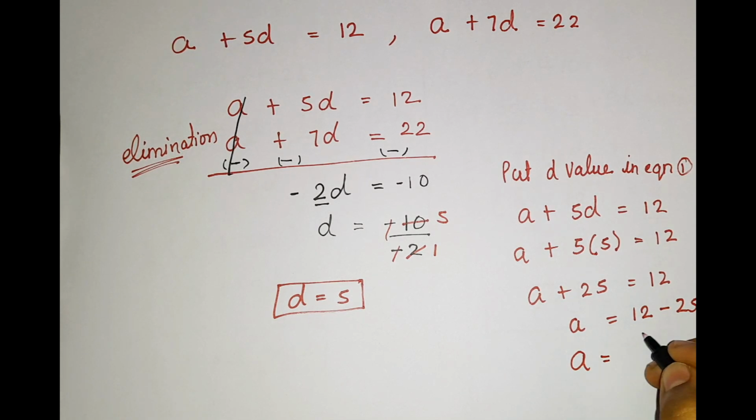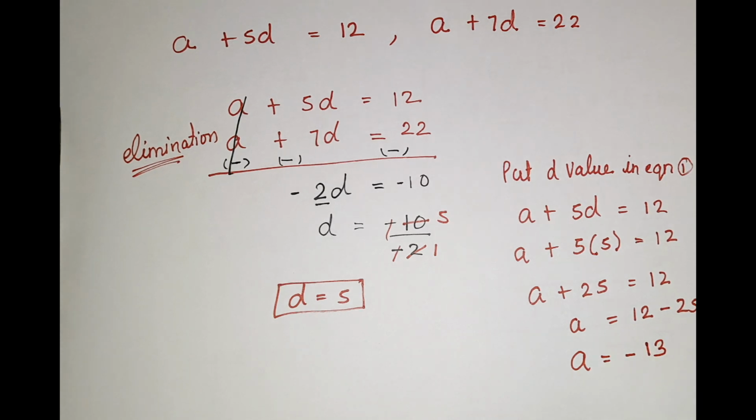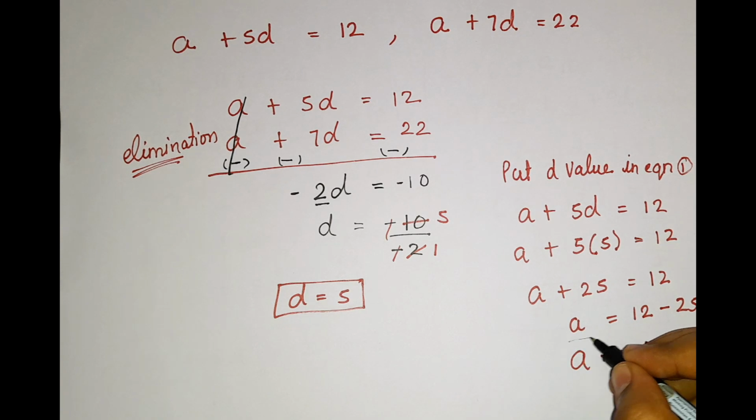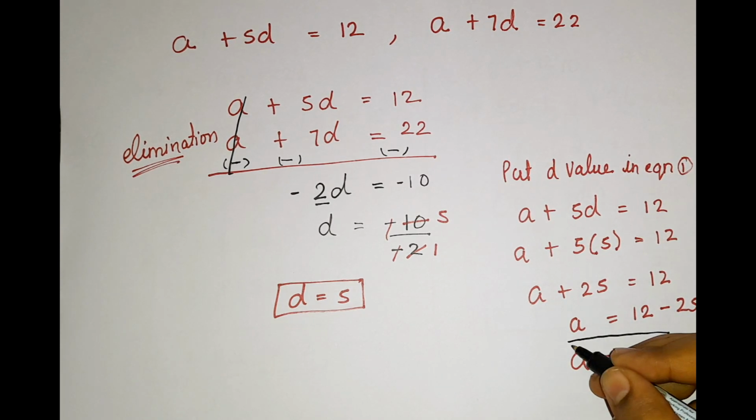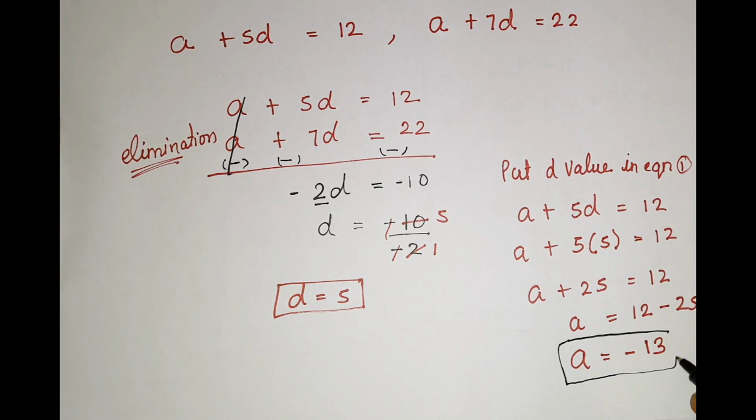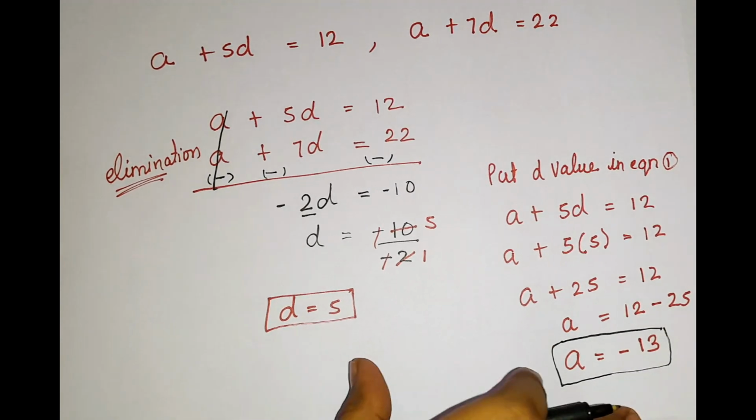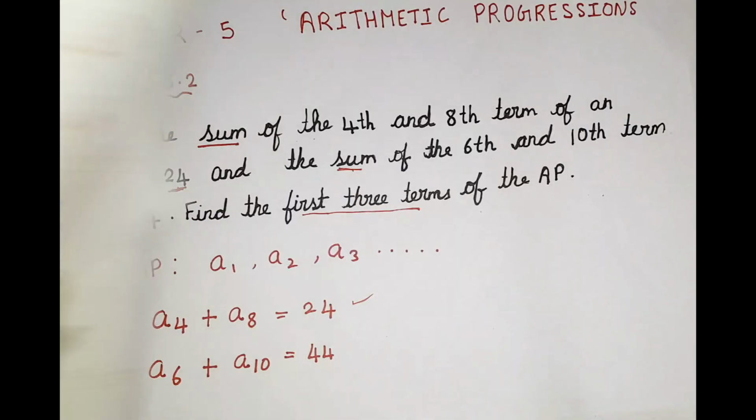So a is equal to... when we just subtract them, we get minus 13. Okay, so finally we got the a value. So what is the a value? The a value is minus 13.